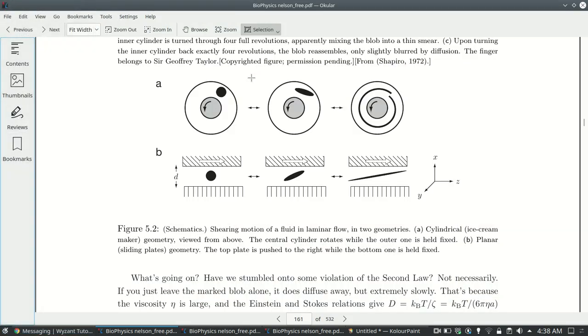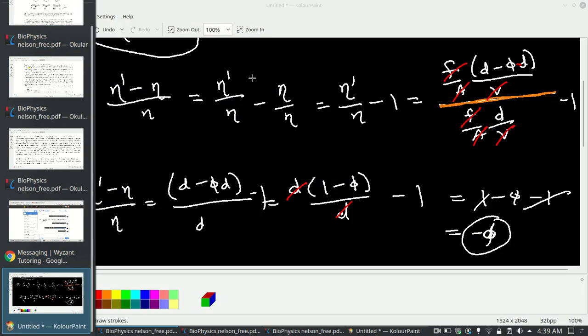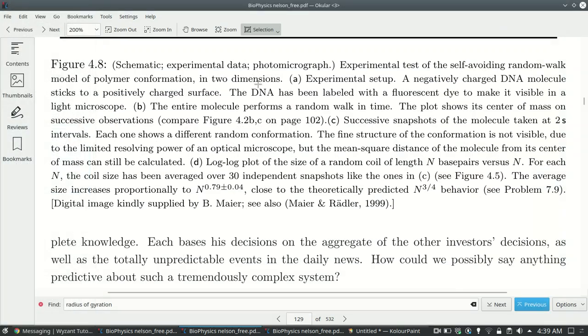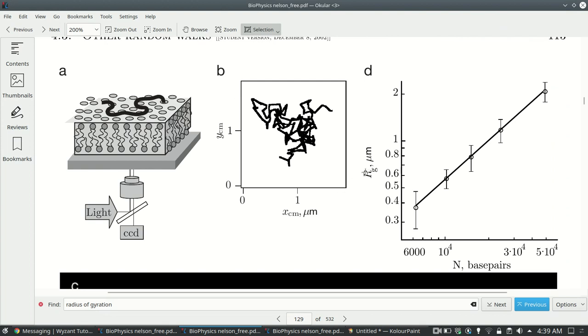Here's what I mean. In chapter 4, where did I put that? It's right here. So in chapter 4, there's a figure. This is the radius of gyration for a polymer made of DNA, and this n is a number of base pairs, and that's proportional to the number of monomers making up this polymer. It is on a log plot, so this is log of r, and this is log of n.